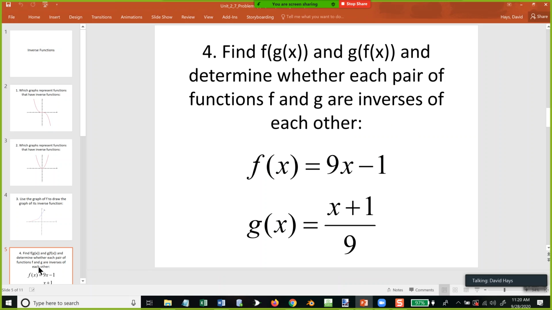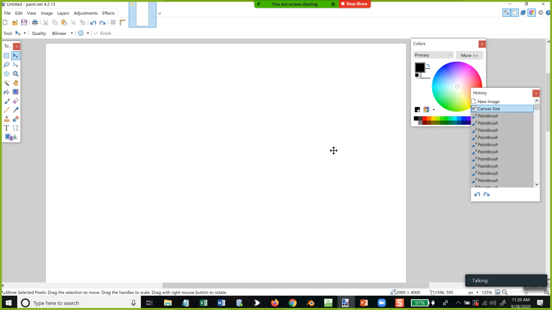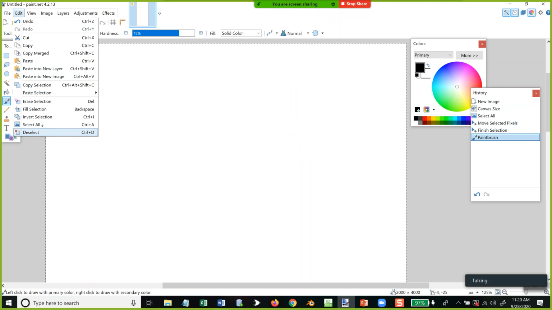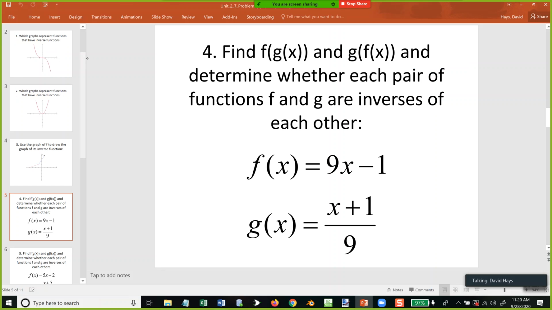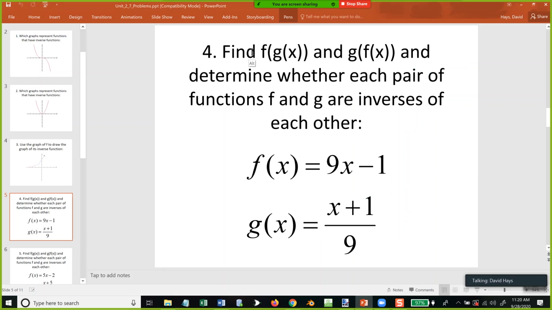Okay, so let's take a look at this problem. The instructions are to find f of g and g of f and determine whether each pair of functions f and g are inverses of each other. Okay, so number 4, we got f of x is equal to 9x minus 1. And g of x is equal to x plus 1 over 9.